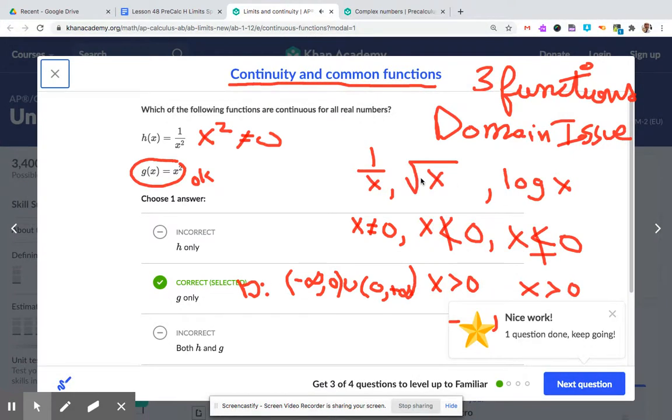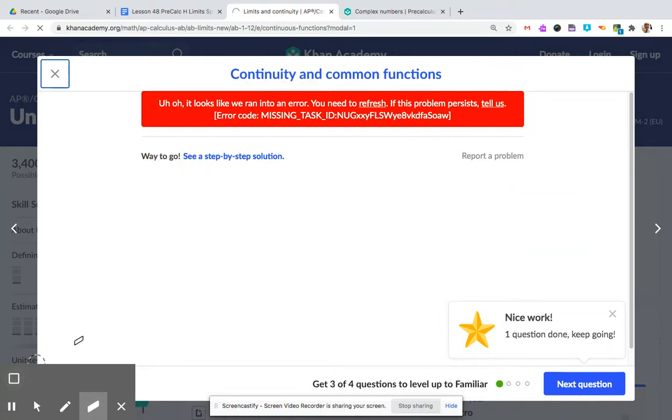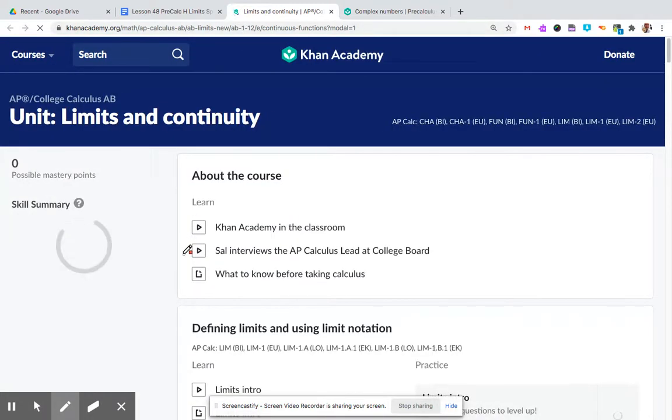Okay, so just keep these in mind as we go through. We need to refresh, that's fine. A little bit of loading time. Sorry about that. I'll go ahead and, while it's refreshing, clear things out. And we're loading up here. There we go.